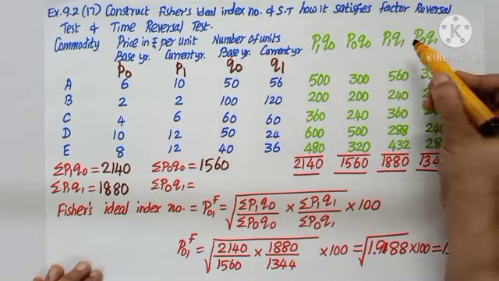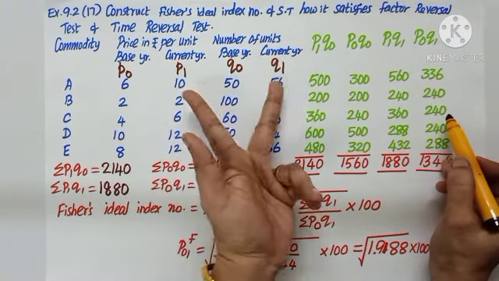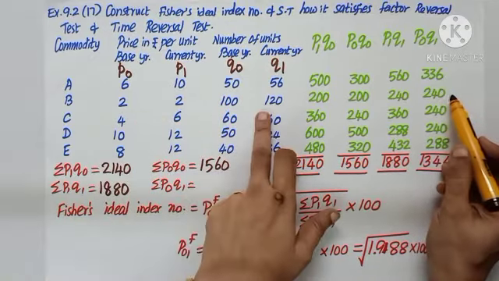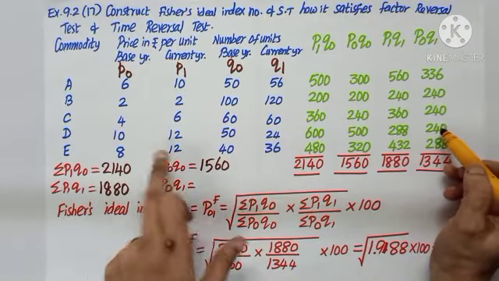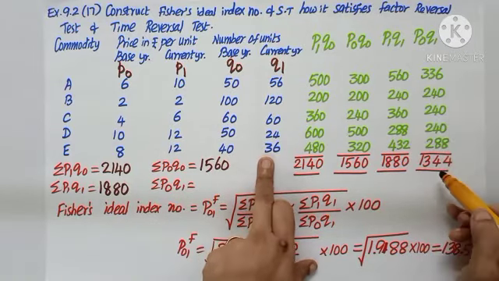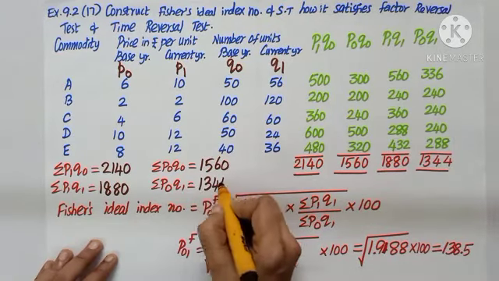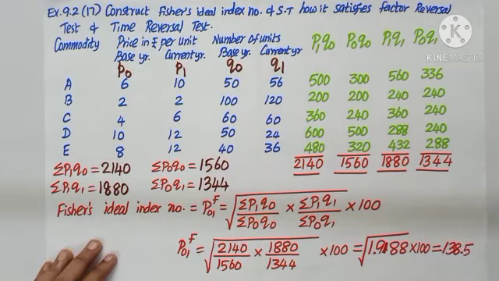1880. P0 Q1: multiply the first and the last column. 6 into 56, 2 into 120, 4 into 60, 10 into 24, 8 into 36. And the total is 1344. Remember to put sigma. Whenever I say total, remember to put sigma.